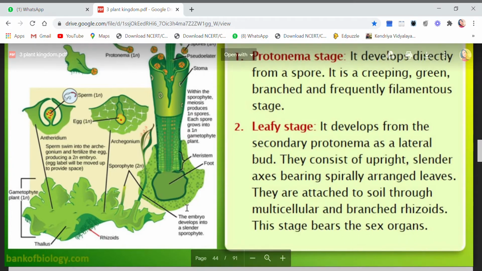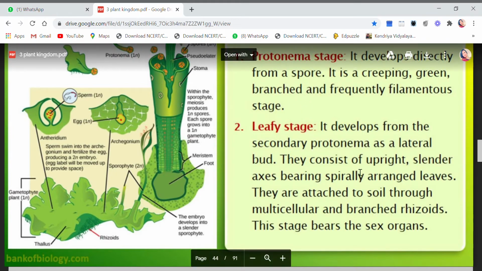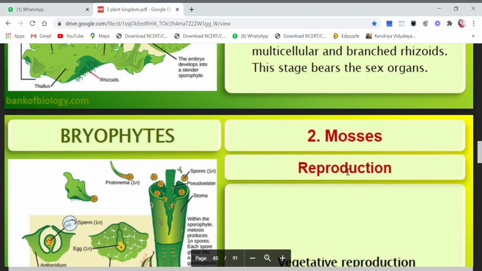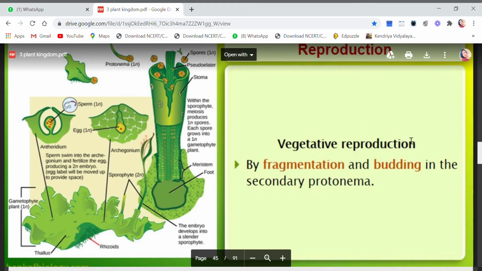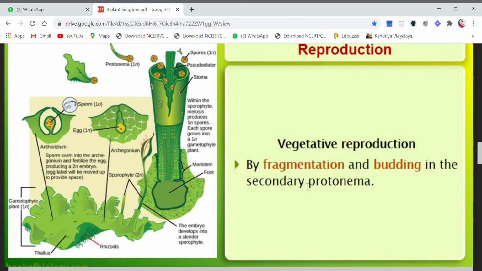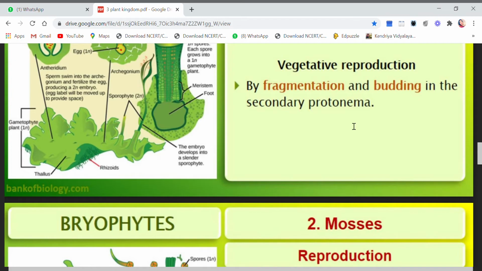So it is something like this. You can see the protonema stage and then an erect stage, that is the leafy stage. All this is under the category of gametophytes. So the gametophyte of moss has two stages. Then we come to the vegetative reproduction of mosses by fragmentation and budding. Very simple. Again, you know what fragmentation is, splitting of the organism into two, and budding. A bud will be formed, and when that bud gets detached, it will give rise to a new plant.